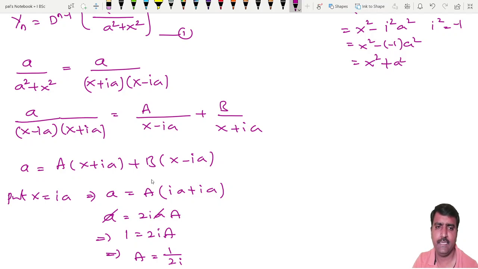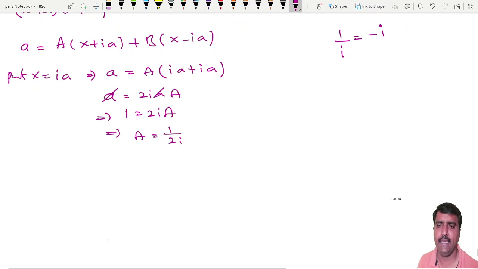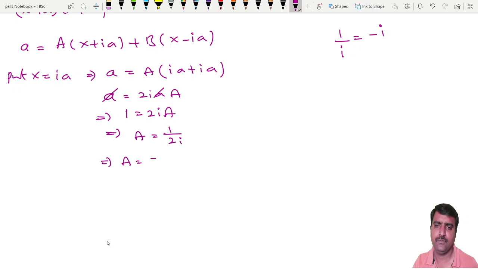So remember that 1 by i can be written as minus i. So you can write A as minus i by 2. So which implies that A is equal to minus i divided by 2.